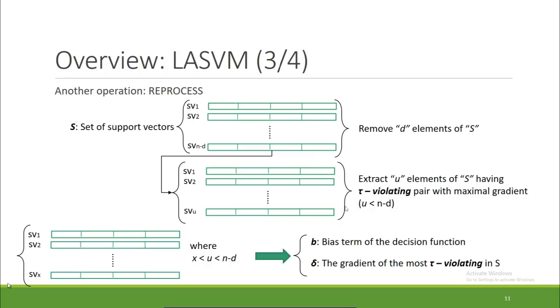Along with process is another operation called reprocess, and its role is first to remove some elements of S following the criteria of maximum margin in SVM, then it searches the tau-violating pair of elements of S with maximal gradient. It then performs a direction search, then removes blatant support vectors to compute at the end two quantities: the first one is the bias term of the decision function or the hypothesis, and the second is the gradient delta of the most tau-violating pair in the set of support vectors. We need both of these results to use them in the LASVM algorithm, where process and reprocess are added and need to be performed to run LASVM, whose pseudocode is the following one.